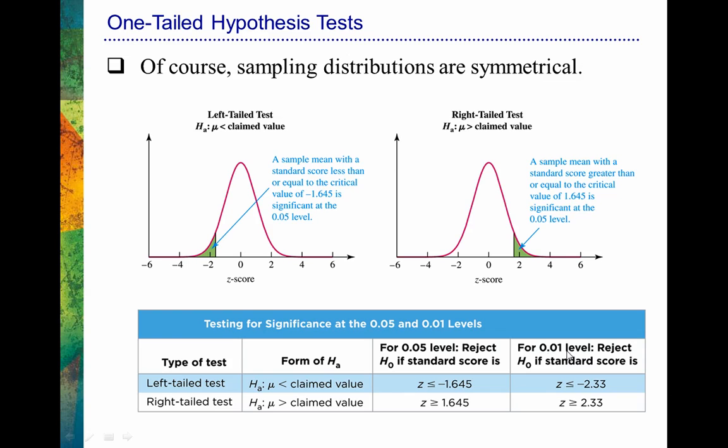Now, if we're using an alpha of 0.01, where we need more evidence, now that critical value will be marked off at negative 2.33 and positive 2.33. So you see it's pushed out even more. So that's only showing 1% of the most extreme sample means. So if our sample mean, when we transform it into a z-score, is greater than 2.33 or less than negative 2.33, we would have statistically significant results at the 0.01 level.